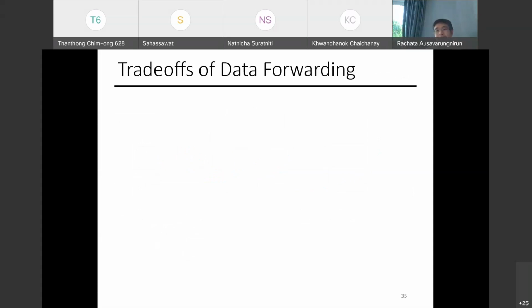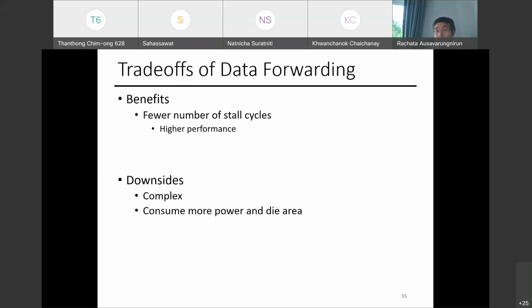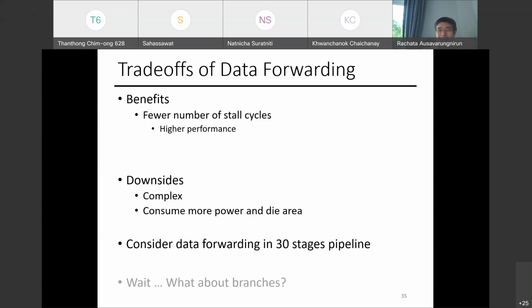So what's the trade-off? It seems nice, right? The benefit is you have fewer stall cycles, meaning higher performance. But it's complex, consumes more power, and takes more area out of your chip. Considering in a real chip, sometimes you have 30 stages and you have to forward them all. This can be annoying. You have to forward the data everywhere, right? And we haven't really talked about branches as well. We'll come back to that.